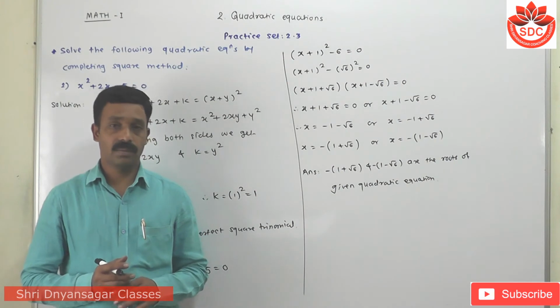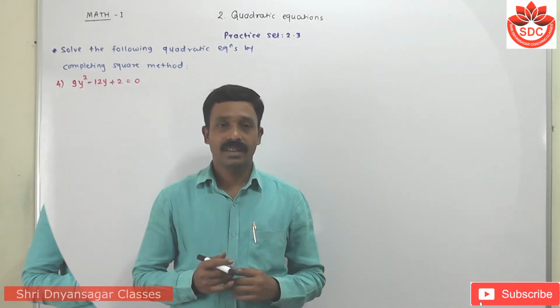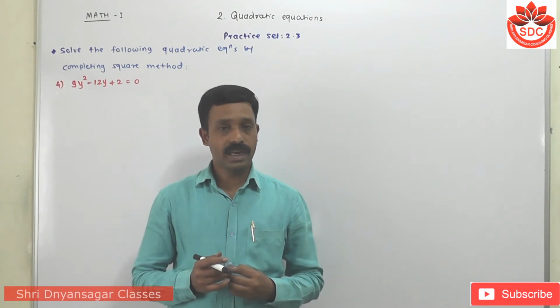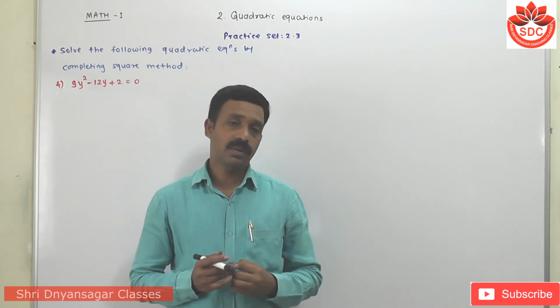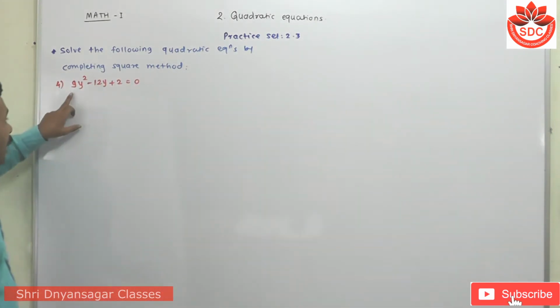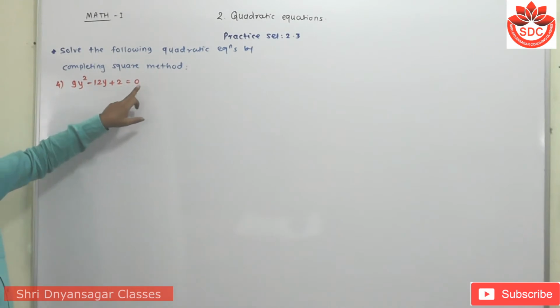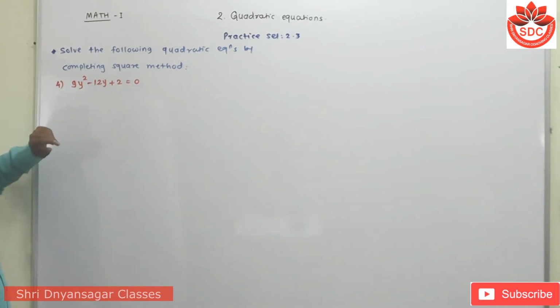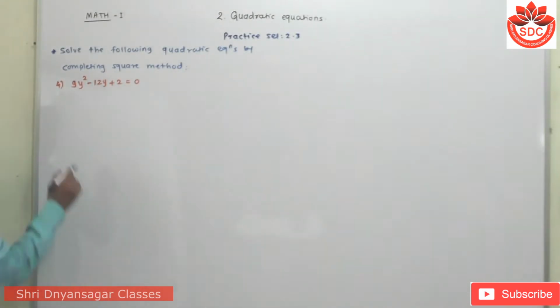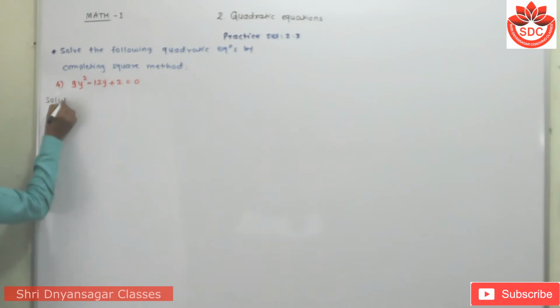Let's see the next question. Students, question number 3 is the same as questions first and second, so this is for your homework. We take question number 4. Question 4 is 9y square minus 12y plus 2 is equal to 0. Students, look here. When we compare this, the value of a is 9. Now for solving by the completing square method, we have to convert the coefficient of y square to 1. So dividing both sides by 9, we get its solution.